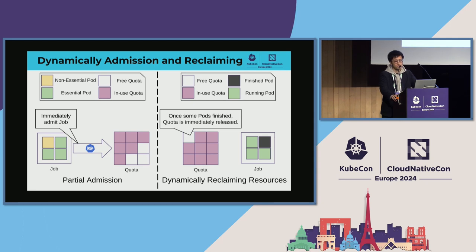The next feature is dynamically reclaiming resources. This feature has similar use cases and concepts to partial admission. As I mentioned before, partial admission affects the admission decision, but this feature affects the quota release decision. When some job pods are completed, even though some job pods are still running, by default Kueue keeps marking all allocated quota as in use, even if some job pods have already finished. Based on the right side diagram, dynamically reclaiming resources allows us to release the quota as soon as the job pods are finished.